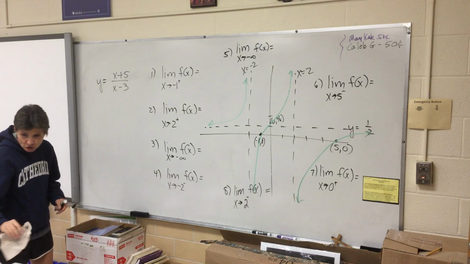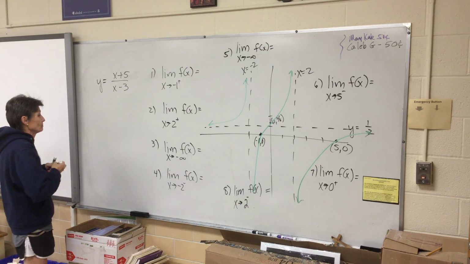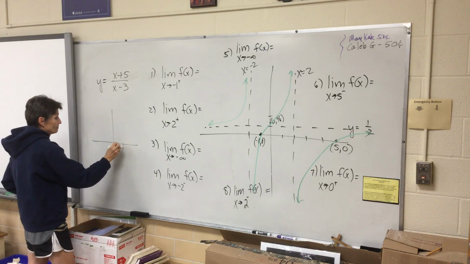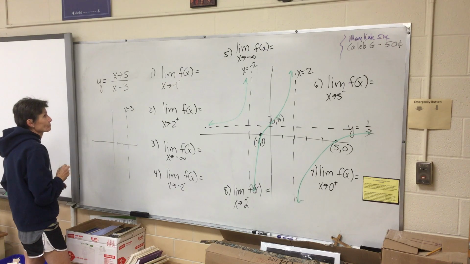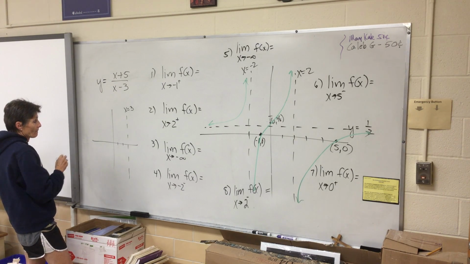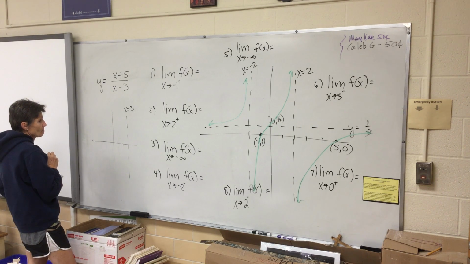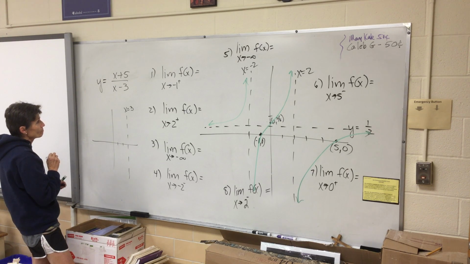Ella, are you done with your picture? Yeah, I think so. I have a vertical asymptote at +3, and you labeled it x equals 3. Yep, all right. And then I have, what did you say it was called, the half C that goes up?